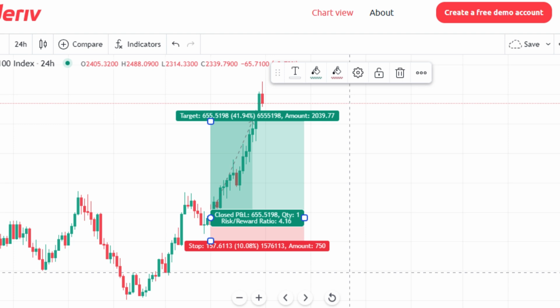Only if the synthetic indices pair you are trading has a decimal point in its point value is when you will add the decimal point. If the decimal point is 0.012, you will go on Derive and count the beginning plus the decimal point, 0.012. That is what you're going to be using. Nothing else.